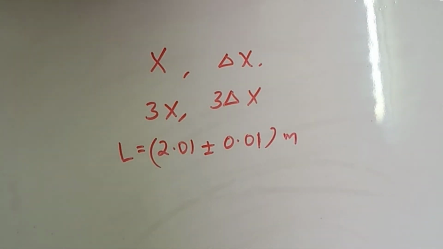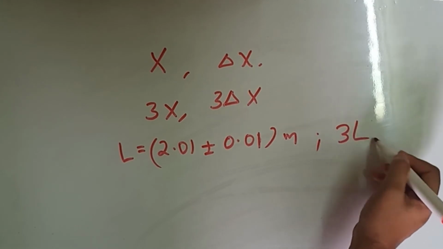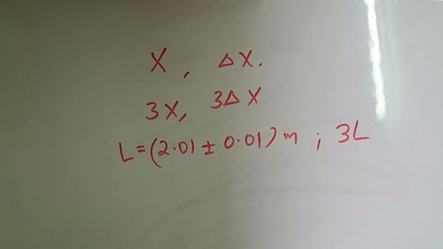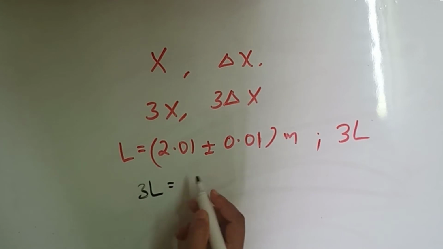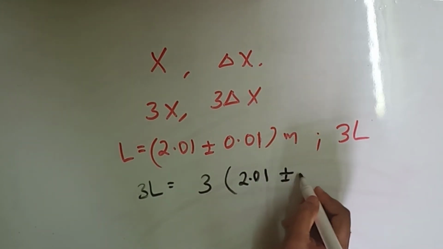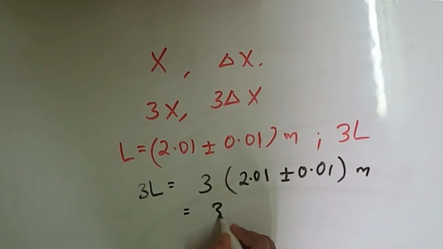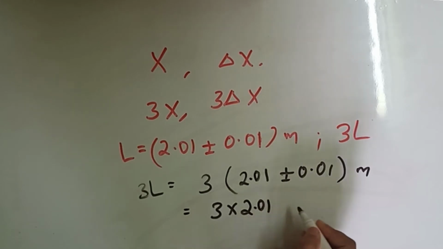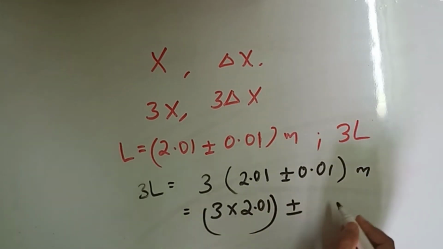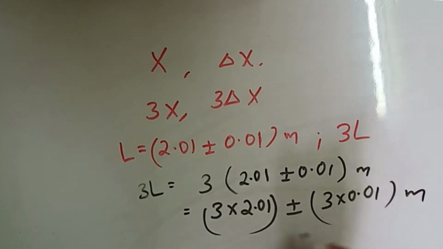For example, L equal to 2.01 plus minus 0.01 meters. Here 2.01 is the mean value, but 0.01 is the absolute error, mean absolute error. Then what will be 3L? 3L will be 3 multiplied by the length, the actual mean value, and the same quantity 3 you will multiply with the absolute error, which is 0.01. Okay, so you'll multiply and then we'll get the result.